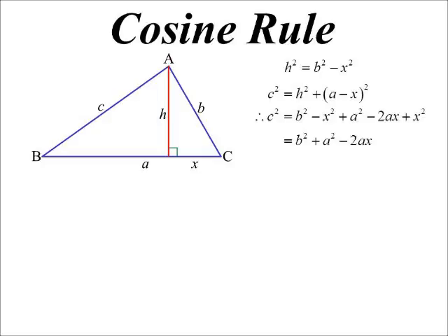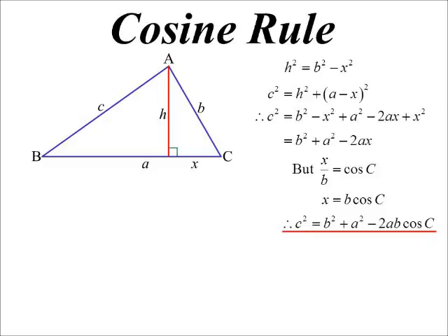Simultaneous equations. So c squared would equal b squared minus x squared plus a squared minus 2ax plus x squared. Well, let's keep going with that. I then get b squared plus a squared minus 2ax. But of course, x is a pronumeral I introduced into the problem, so I still need to get rid of x. So in that right angled triangle, I can say, well, x over b is the cosine of c. And so that's how cos c gets into our formula. So c squared is b squared plus a squared minus 2ab cos c.